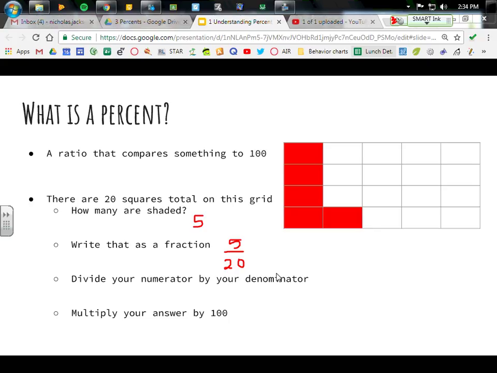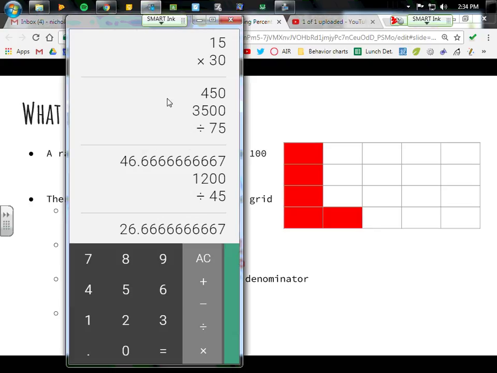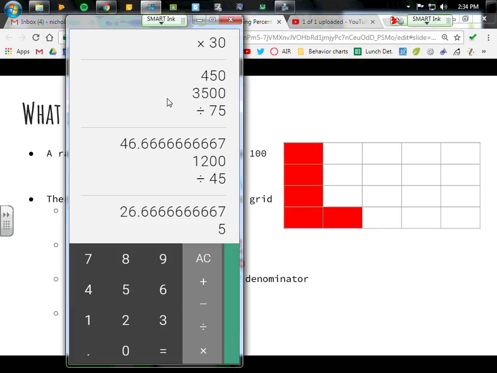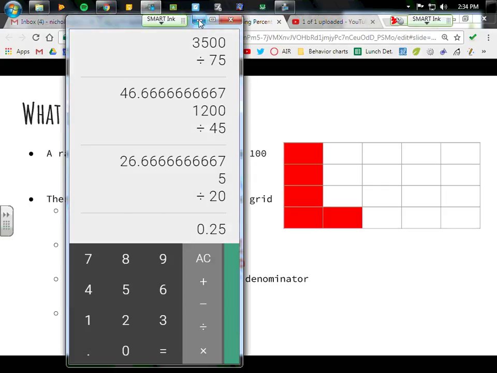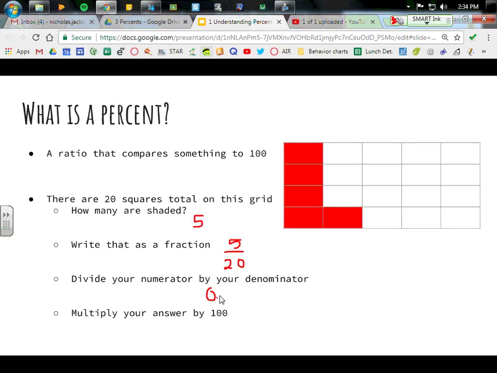Next, we're going to divide. We're going to change our fraction to a decimal. We're going to do that by dividing our numerator by our denominator. So 5 divided by 20, and I'm just experiencing a little bit of forgetfulness here. But 5 divided by 20 will give you 0.25, and that really should have come more naturally to me. All right, so 0.25. Finally, we multiply this number by 100. So if we multiply 0.25 by 100, we get 25%. So 25% of our grid is shaded in.